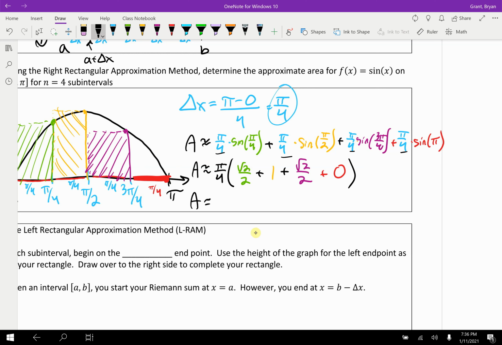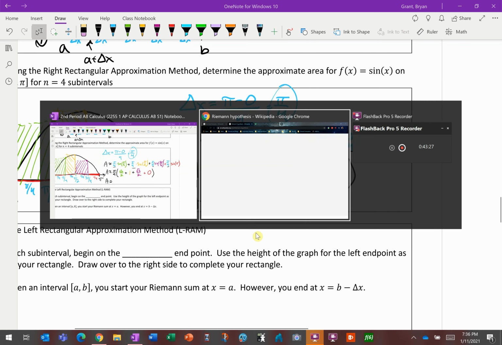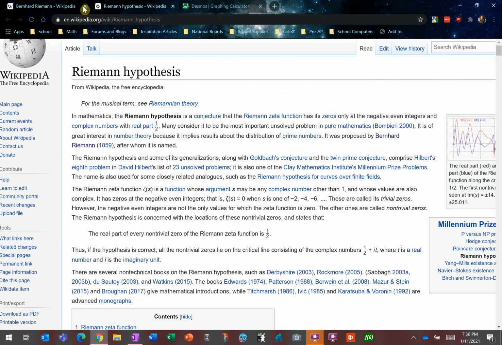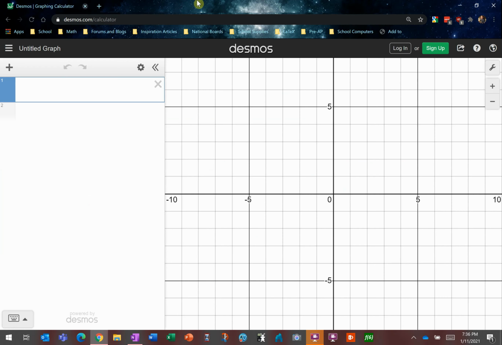At this point, I would probably plug all of this into a calculator. So why don't you guys go ahead, take about 20 seconds or so, put all that into your calculator, and let's see what you get. And we'll see if it makes sense for an approximation. Okay. I'm going to do the same thing. I'm just going to use Desmos, and we're going to close Mr. Riemann for a bit.